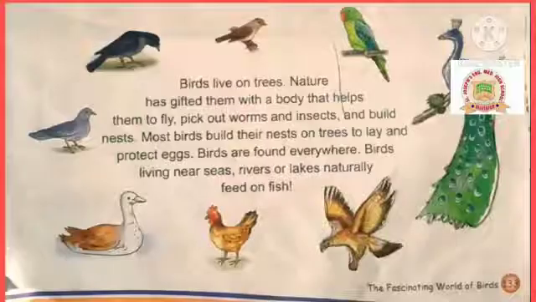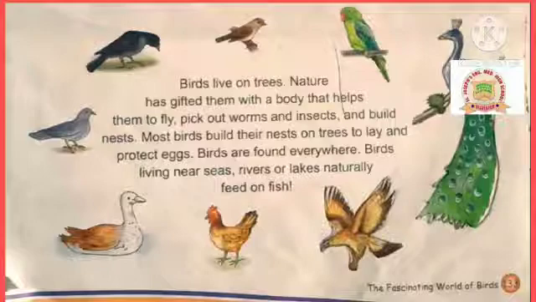Now children, after that I read the next paragraph. Birds live on trees. Nature has gifted them with a body that helps them to fly, pick out worms and insects and build nests. Most birds build their nests on trees to lay and protect eggs. Birds are found everywhere. Birds living near the seas, rivers or lakes naturally feed on fish. So children, I read the second paragraph. Now I explain this paragraph. Whenever I read the paragraph, at that time you open your textbook and see, and after that read.